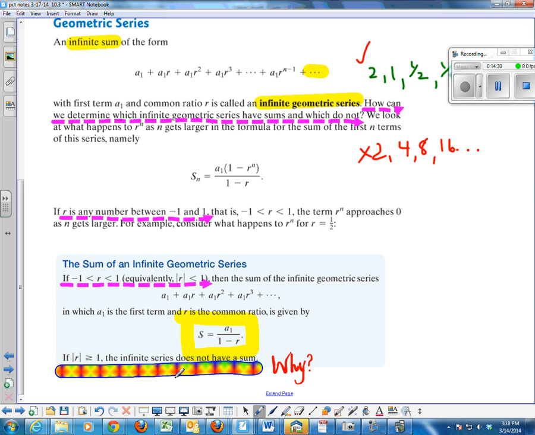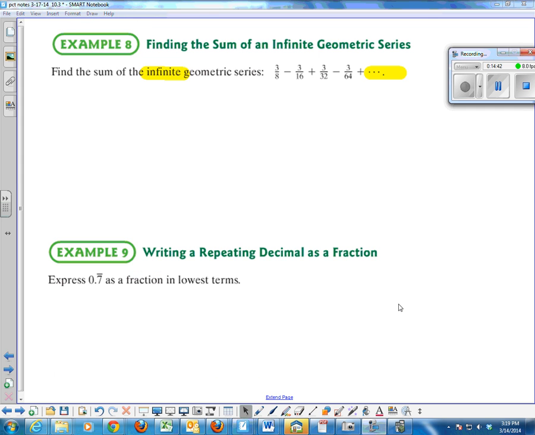All right, take a minute to think through this question. If the absolute value of R is greater than 1, the infinite series does not have a sum. I already discussed that briefly, but take a second to write down why you think that is. Okay, turn the page to example 8.